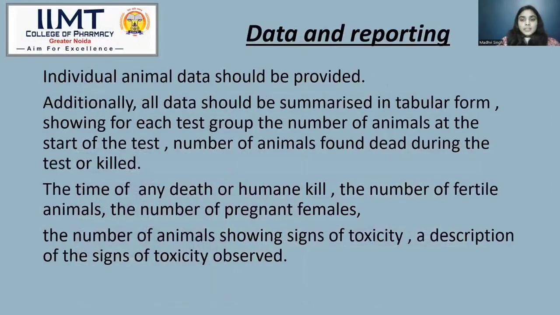Okay, then is data and reporting of the experimental work. Individual animal data should be provided. Additionally, all data should be summarized in tabular form, showing for each test group the number of animals at the start of the test, the number of animals found dead during the test or killed, the time of any death or humane kill, the number of fertile animals, the number of pregnant females, the number of animals showing signs of toxicity, and a description of the signs of toxicity observed. All the data should be provided.